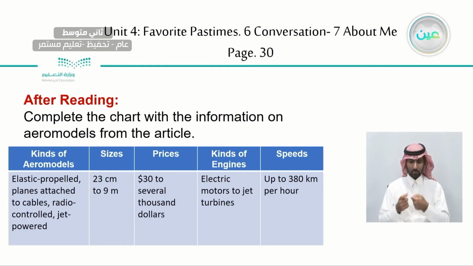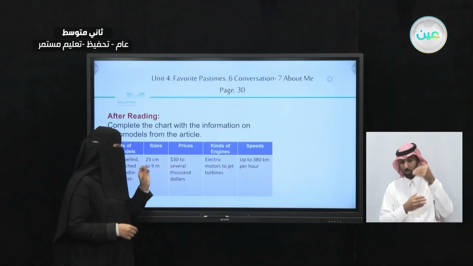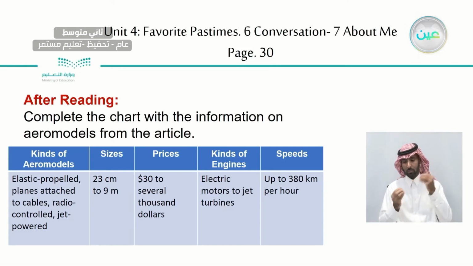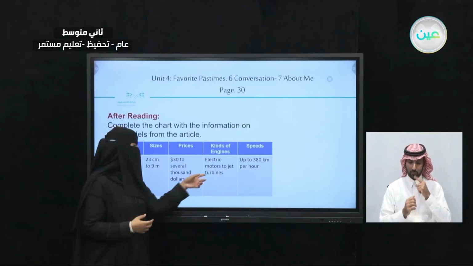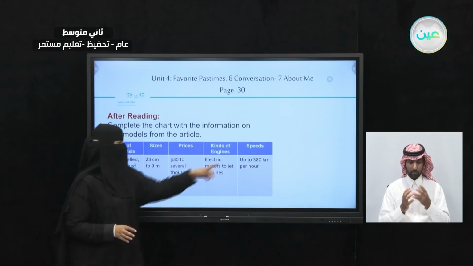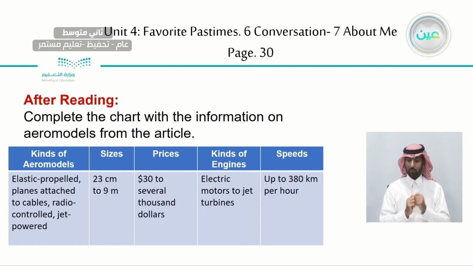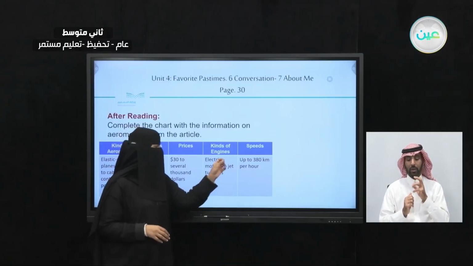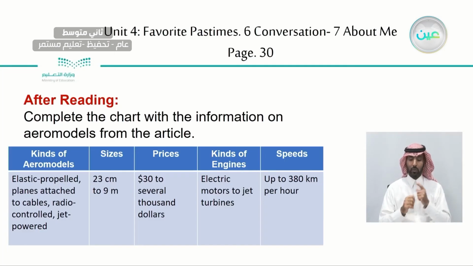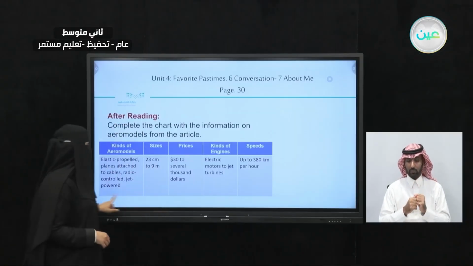How about the price? In the text, it varies from $30 to several $100s. What about the kind of engines? We have electronic motors, and we have electronic air models. We have motors, and we have jet turbines, the kinds that run with a turbine. Now, the last detail is what? It's about the speed of the air models. It can fly fast up till what? Up till 380 kilometers per hour. These are all details about this text.